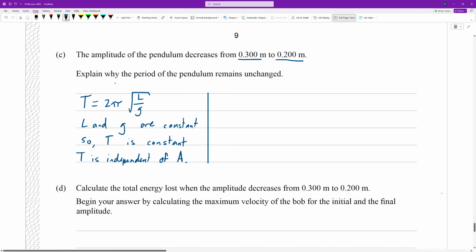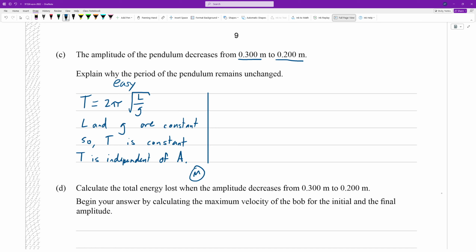Great. So that is, in my opinion, the easy way of answering this question with the formula. That would get you the full marks of merit. But let's look at the other way, which sort of explains simple harmonic motion a bit more.